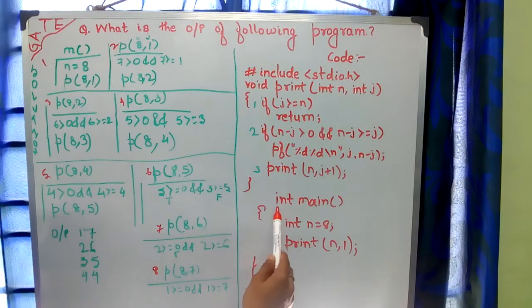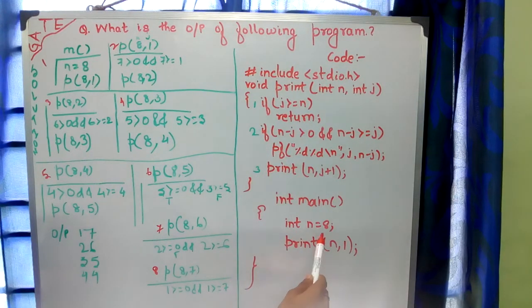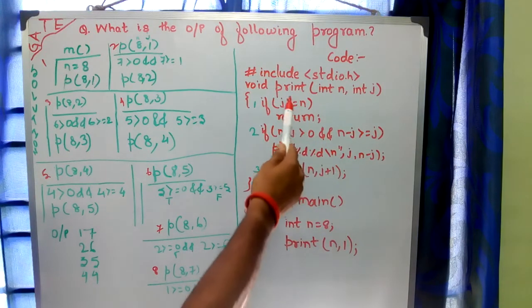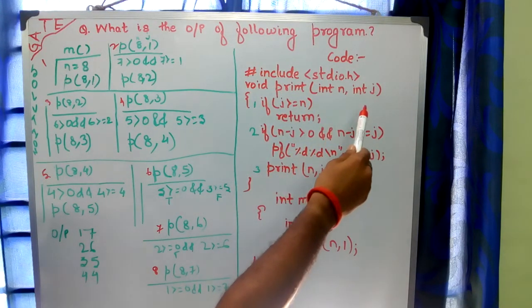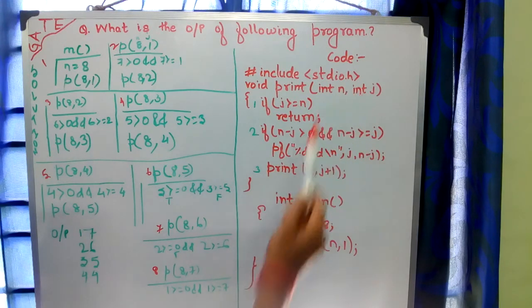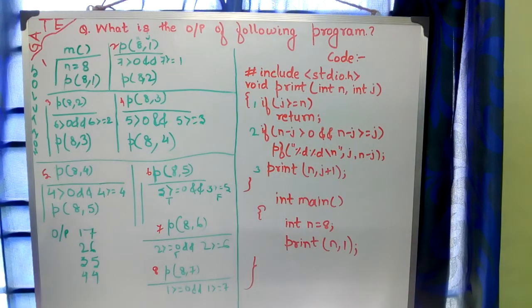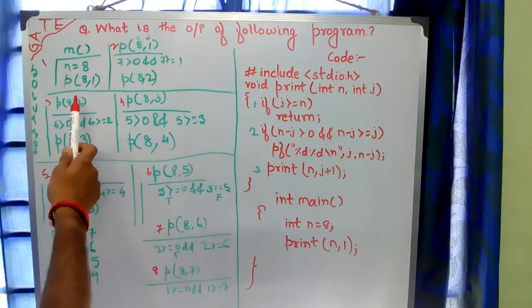Here, starting with the main function, it's given that n is equal to 8, and this is calling a print function with the value of n and 1, which is n and int j. So j will have the value of 1 and n will have the value of 8 in this case. I have drawn the memory mapping for this, the rough picture of this in the memory.